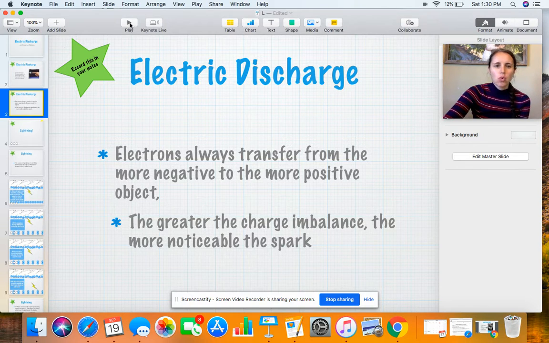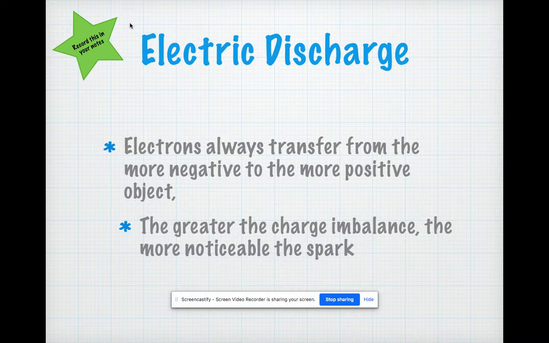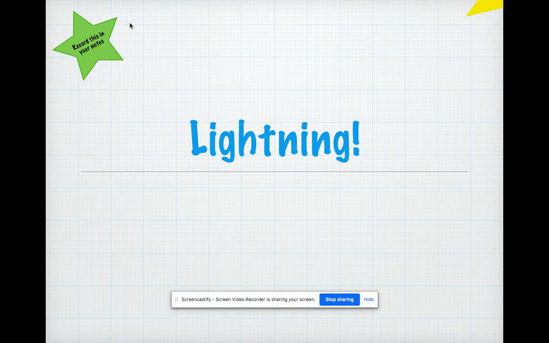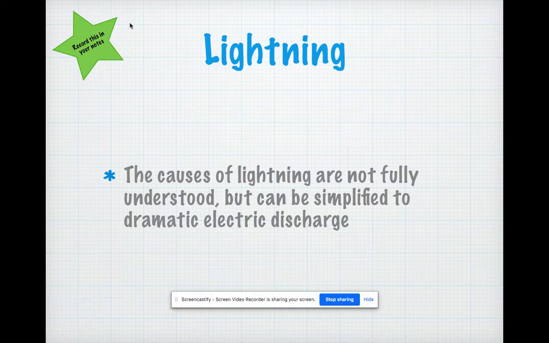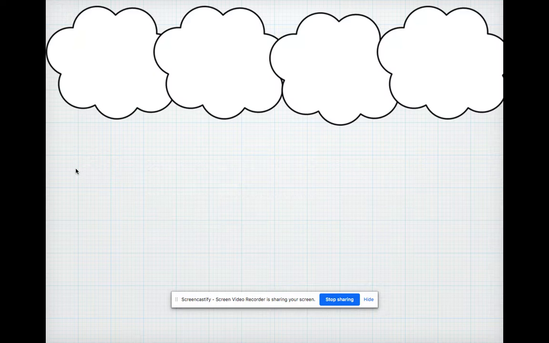Now we are going to take a look at a natural phenomenon like lightning that's going to help us to demonstrate charge imbalance. So let's take a look at how lightning might actually work using the laws of friction. The causes of lightning are not fully understood, but they can be simplified into a dramatic electric discharge. It's essentially like a giant shock coming from the sky.